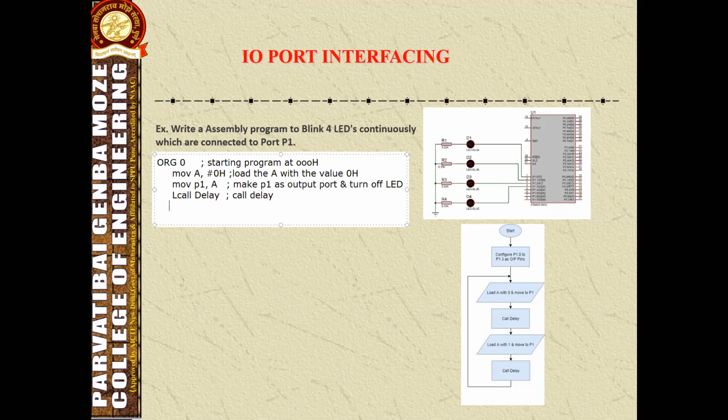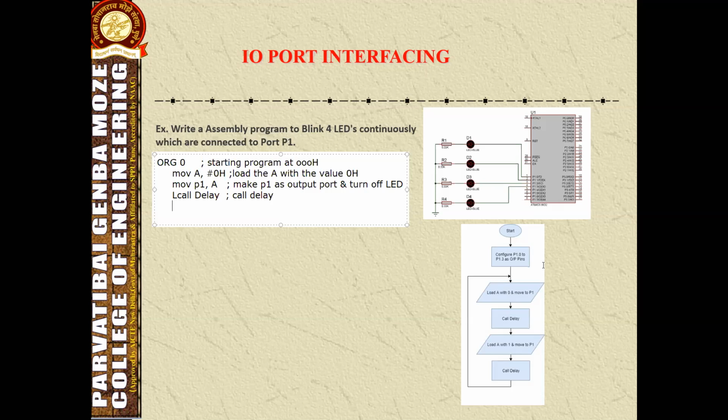After calling delay, now our LED is in turn off position. Now we have to provide some input signal so that the LED will glow. What input signal? High signal. Here there are only two languages, only 0 and 1, high and low. 1 is nothing but 5 volt, 0 is nothing but 0 volt.